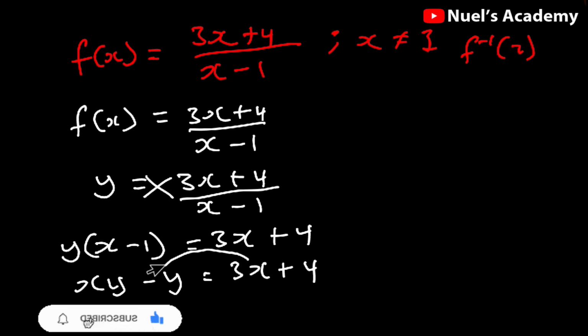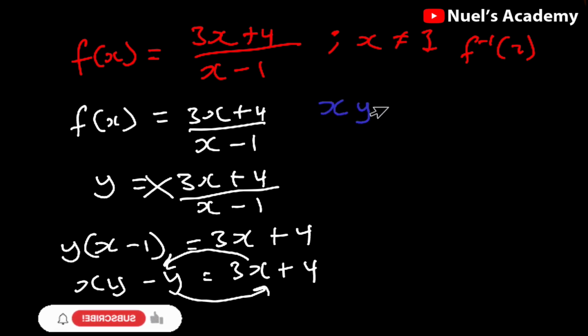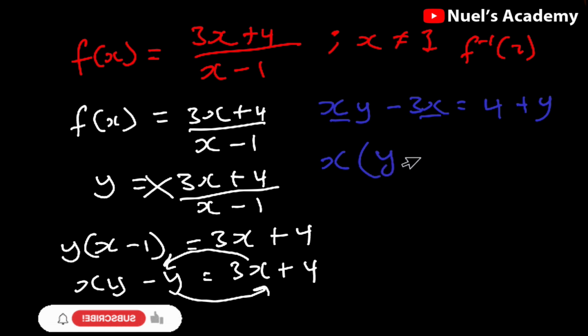Let's take this 3x to the left hand side and then minus y to the right hand side. We're going to have xy minus 3x equal to 4 plus y. Now let's factor out x at the left hand side. So we're going to have x times xy divided by x, which will be y, minus 3x divided by x, which is 3. This will be equal to 4 plus y.